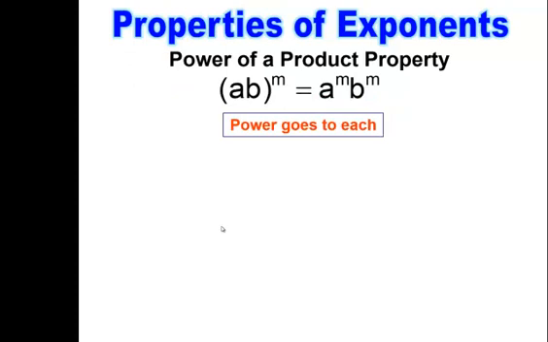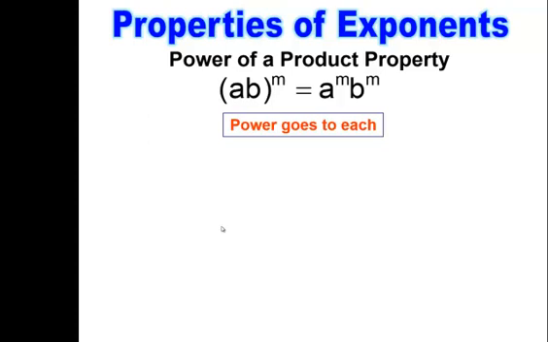Next property is power of a product property. And the product means I have two things being multiplied together. In here, in this parentheses, I have two things being multiplied together, and I have a power on the outside. And notice that the variables are different. So they're different variables for this property, because if they're the same, you would just multiply them together.